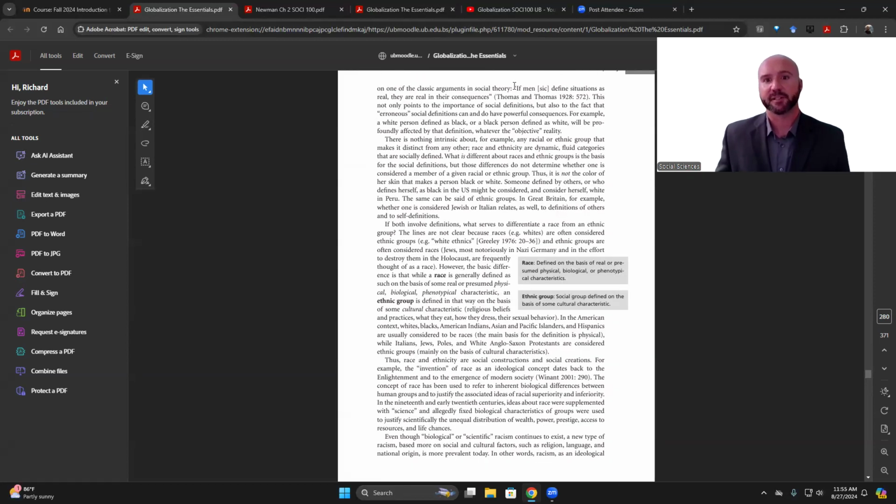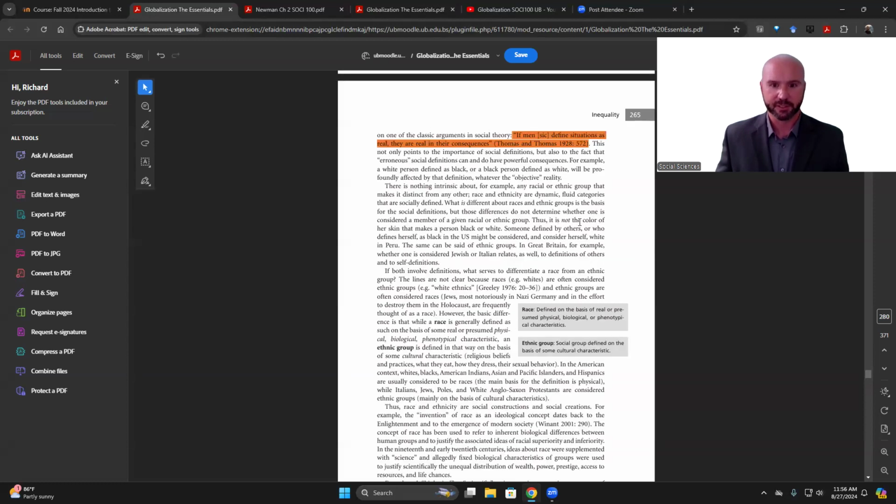This goes back to a classic statement in sociology known as the Thomas Theorem, developed by W.I. and Dorothy Thomas in 1928, known as the definition of the situation. If men or people define situations as real, those situations become real in their consequences. It's a very important statement. That's at the top of page 265.